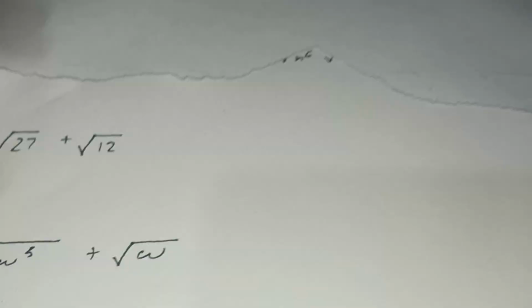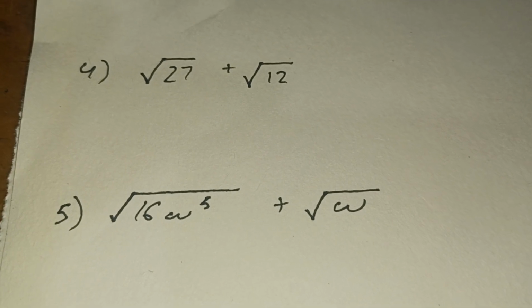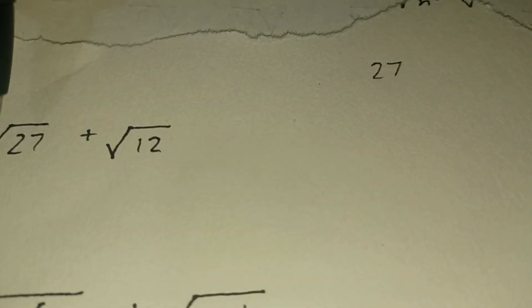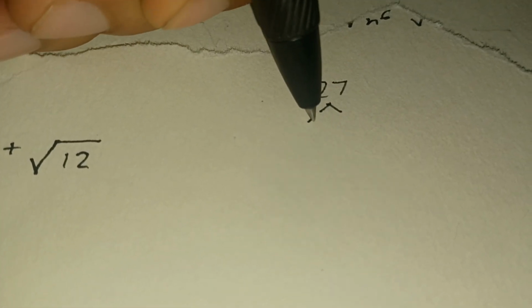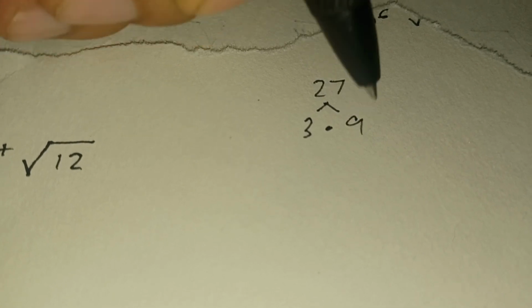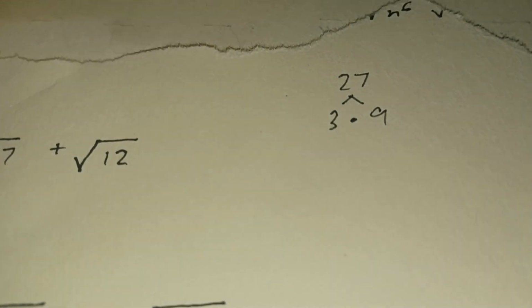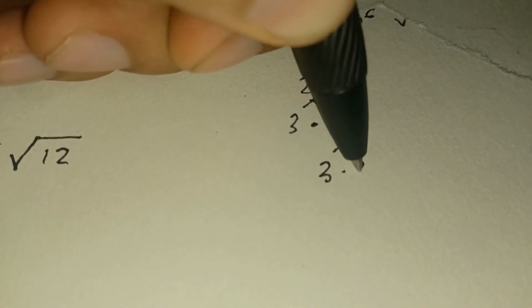Just put this here. All right, number 4, we have the square root of 27 plus the square root of 12. The way we can do this is by using a factor tree for 27, so we can simplify this one, and we're also going to simplify the 12. A factor tree for 27 is going to be 3 times 9, because these two values give us 27. And what two values will give us 9? That's going to be 3 times 3.